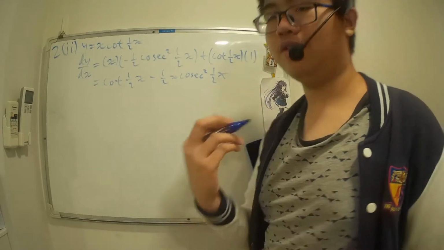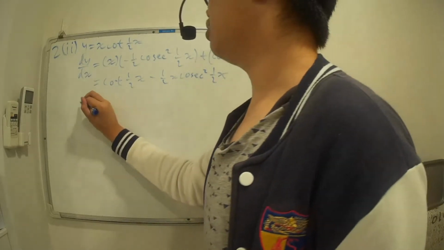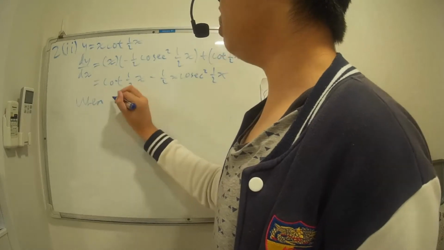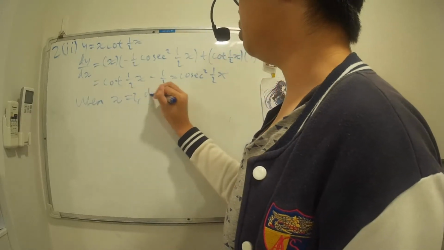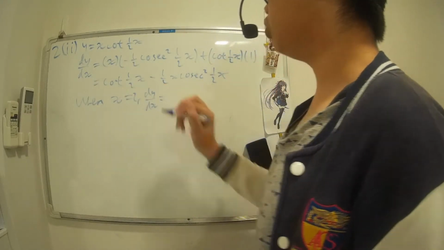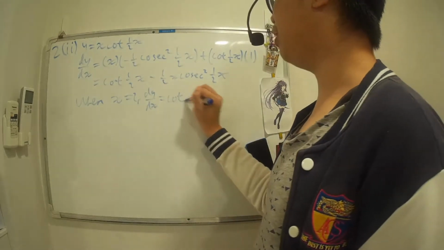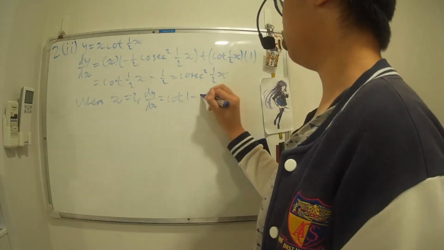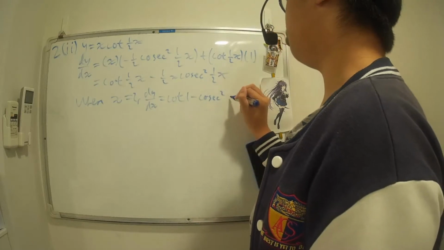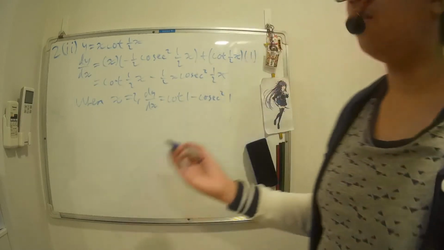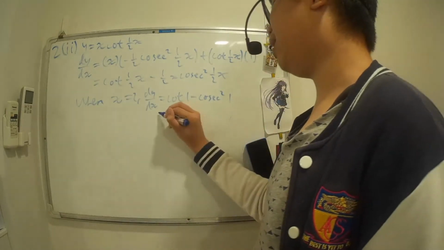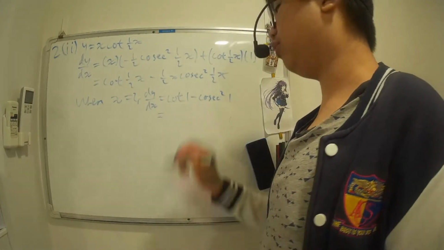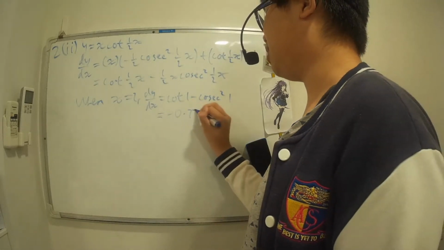So a lot of tedious things, but we can find dy/dx at a certain point when x equals 2. dy/dx is equal to cotangent 1 minus cosecant square 1, right? Now, of course, this is not going to give you a nice number because this is not in terms of pi. If you press calculator, they want you to give 2 dp, minus 0.77.